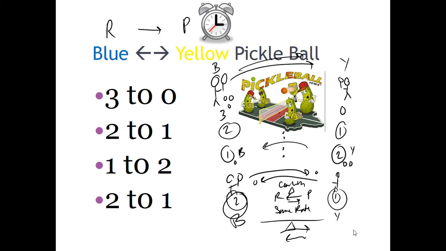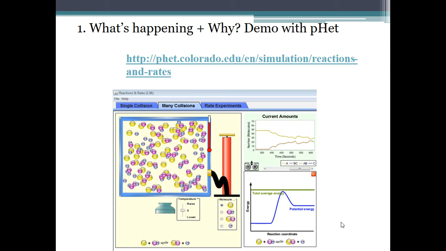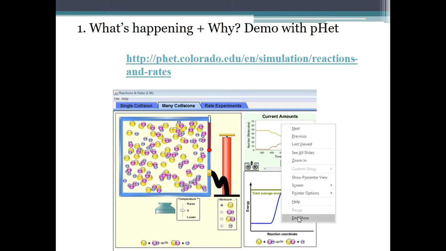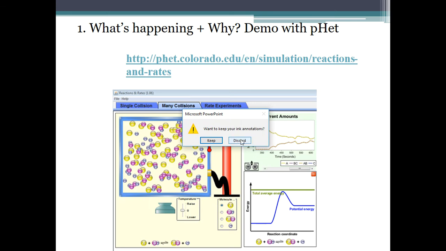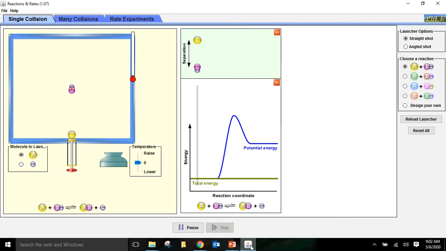Cool. That, of course, is a lot handier with the actual pickleball, but I'll use this PhET, which does a beautiful job of explaining it. You should have played around with this PhET at the end of the last entry task. And the key thing is it's got lots of different modes to use.